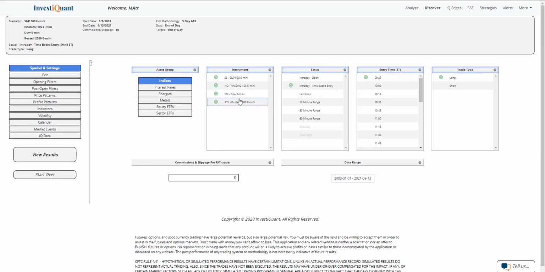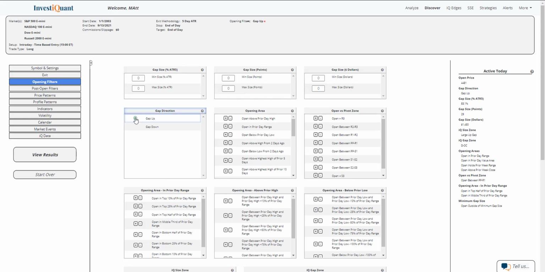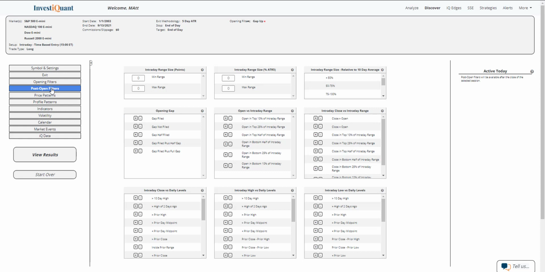I've got all four instruments selected there. The entry time is going to be based upon entering the market long at 3 p.m. Eastern time. For opening filters, we're simply going to say that it gapped up this morning, and then we're going to go into the post-open filters, and we're going to say that that gap filled, and that the open was near the highs of the day and the 3 p.m. price is near the lows of the day.